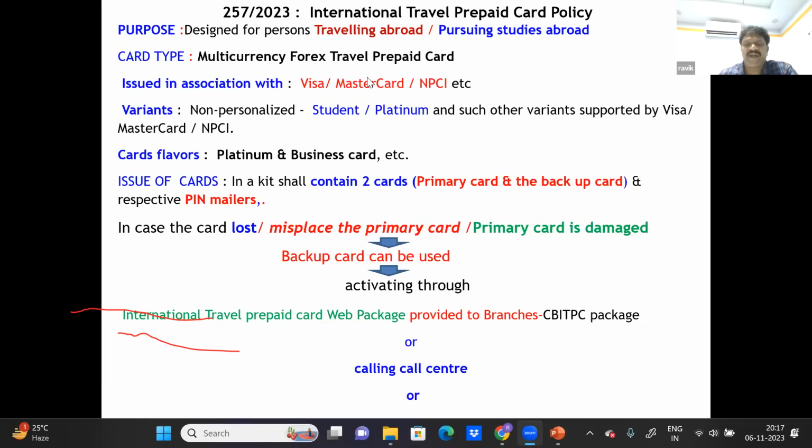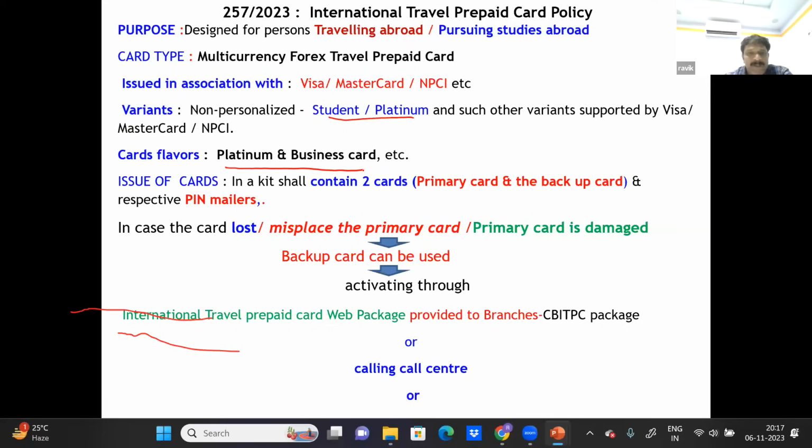Designed for persons traveling abroad. The two targeted groups are those traveling abroad, and those pursuing studies abroad. If any student wants to go abroad, this will be very useful. Multi-currency forex travel prepaid card. This is multi-currency, so different currencies can be kept in it. Visa, Master, NPCI we have an association with, and variants are non-personalized, student and platinum. These are the two cards we have: student, platinum, non-personalized. Then platinum and business cards are variants.